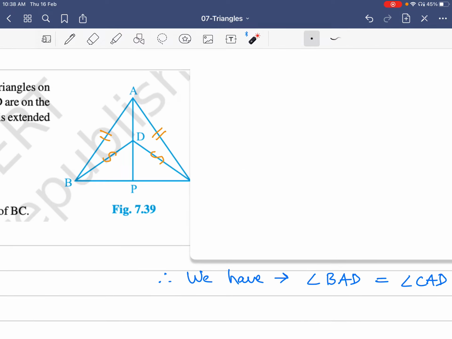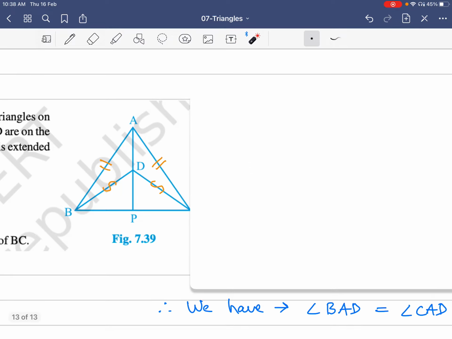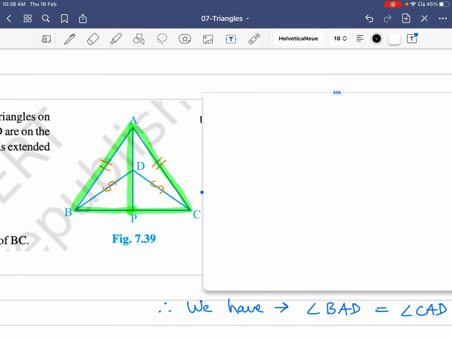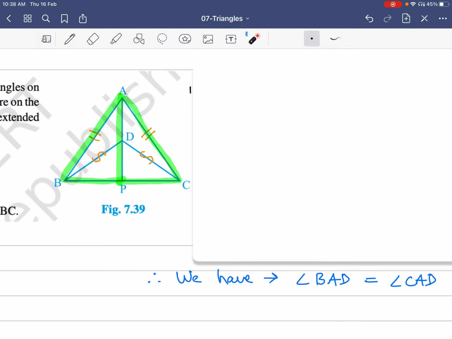Yes. So now let's come back to our original second point. Just to restate, we have to prove that this triangle ABP is equal to this triangle. Let's move this a bit. Yes, that is what we have to prove.